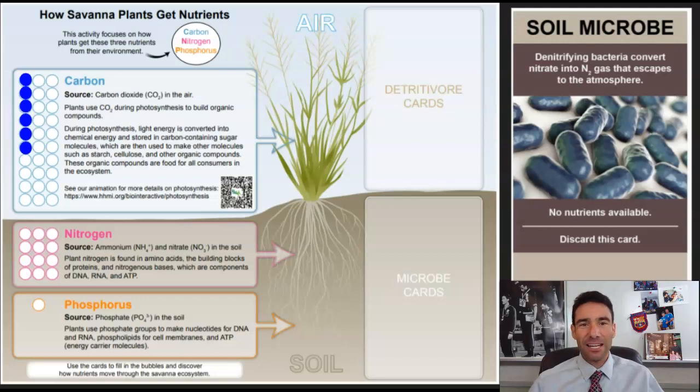So these kinds of bacteria actually help to clean out the soil. They turn some of that extra nitrate that is building up in the soil that could be toxic back into atmospheric nitrogen. So these are not helpful for us getting nutrients. They're helpful, though, for cleaning out the soil. All right, I'm going to discard that, and let's draw another.